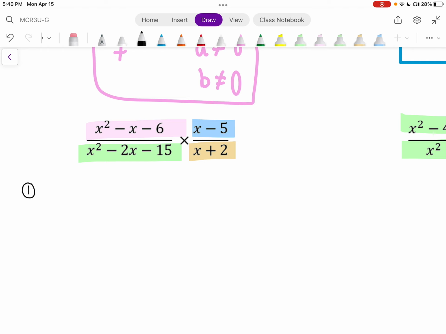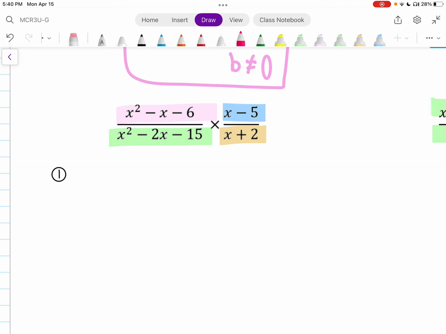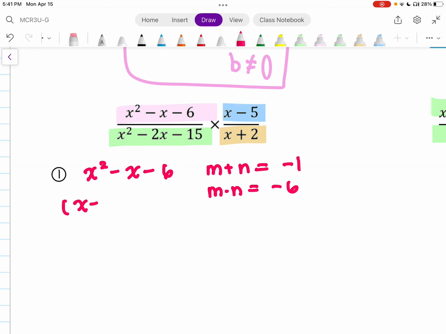So let's start with number 1, which was our pink one. I'm just going to go here and pick a pinker color. Okay, just easier to read. So we're going to factor out number 1. So we have x squared minus x minus 6, right? If I look at this, m plus n is going to equal -1, and m times n is going to equal -6. I know that my factors are going to be -3 and +2, so I'm going to do x minus 3, x plus 2 for my first portion.